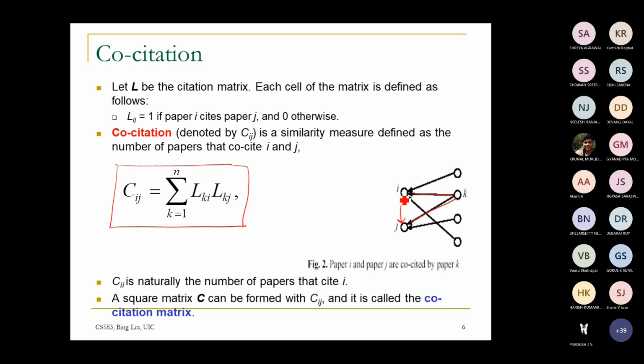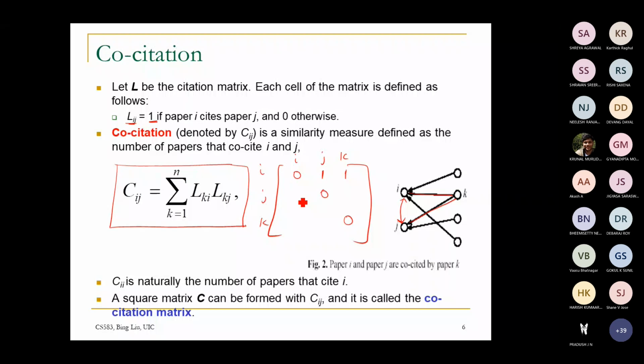If paper I cites paper J, then we give the value 1 in that particular citation matrix. Let me show you here. I have I, J, K as rows and I, J, K as columns. The same paper may or may not be cited; self-citation is also allowed, but here we are not allowing it. So J is getting cited, K is getting cited, and so on.